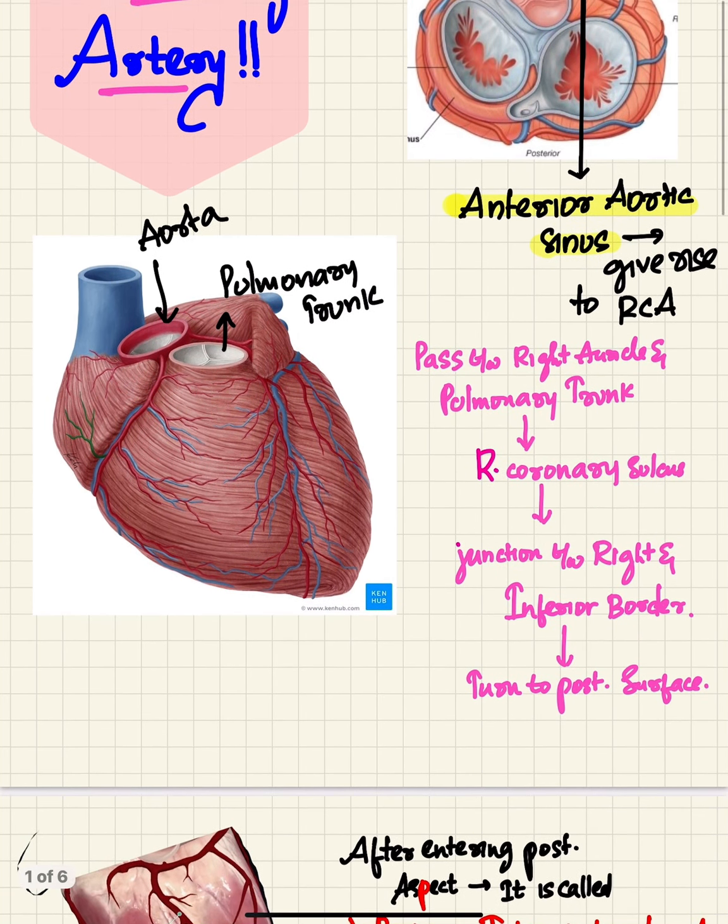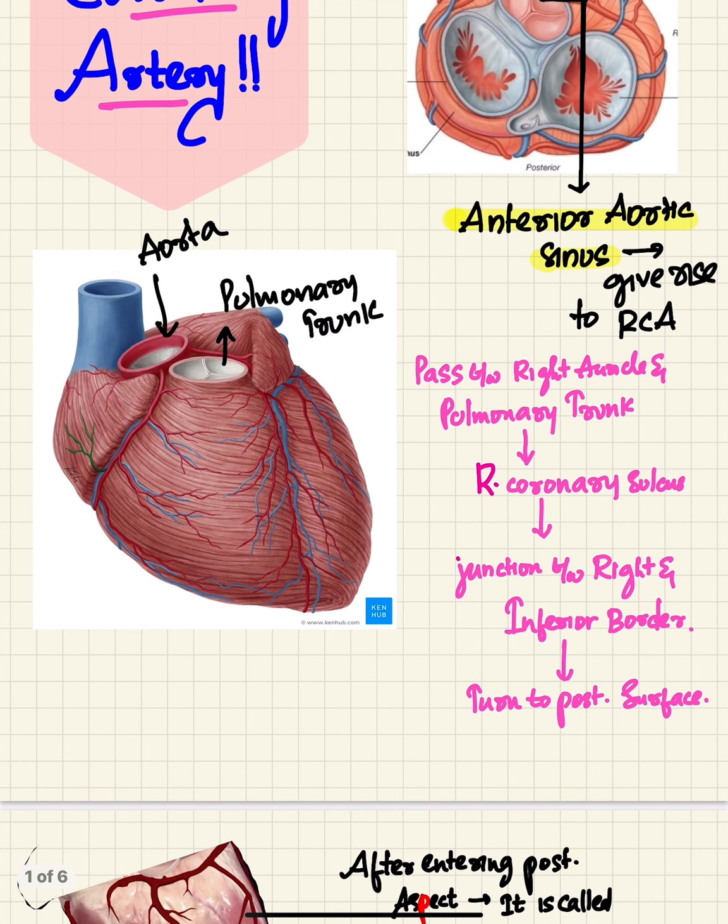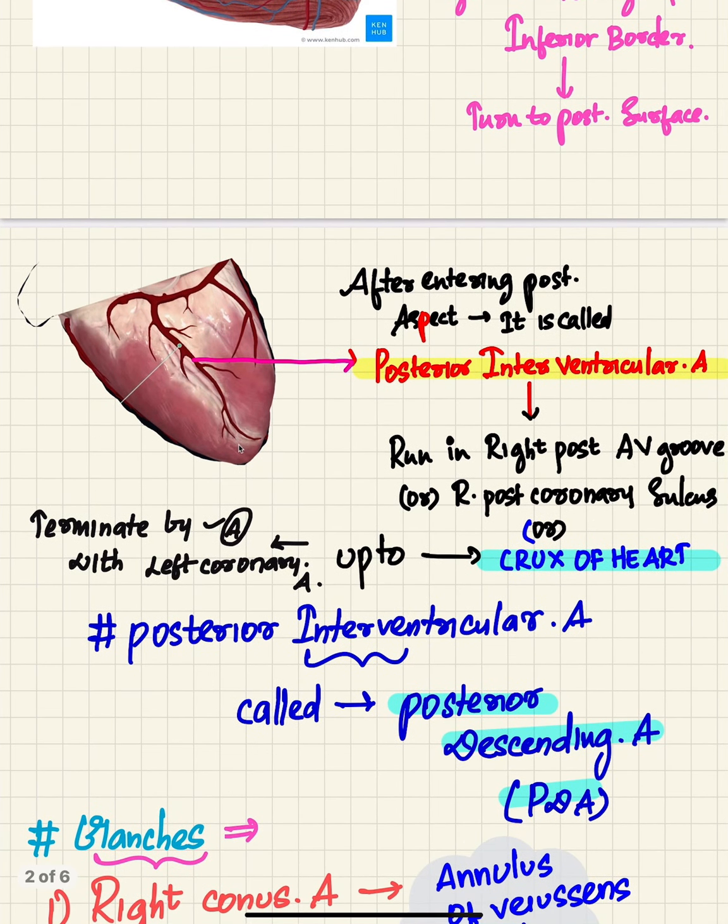Now, what is the course of this right coronary artery? After arising from the aorta, it passes between the right auricle and the pulmonary trunk, a groove between them, and then it passes along the right coronary sulcus. At the junction between the right border and the inferior border, it goes to the posterior aspect. After entering the posterior aspect, it is called the posterior interventricular artery.